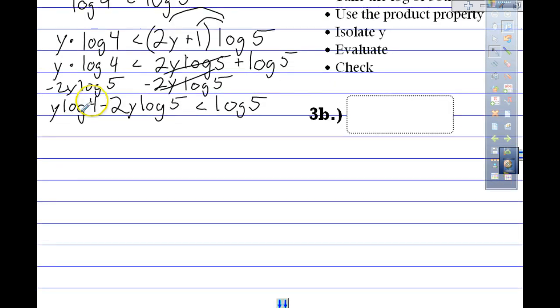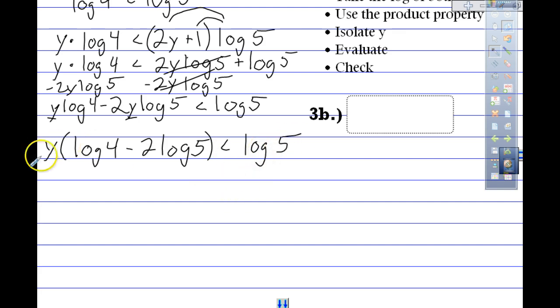Now, what I'm going to do next is factor. Take this y out, take this y out. So now I have y times log of 4 minus 2 log of 5 less than log of 5. I'm going to divide both sides by that part in parentheses. So divide both sides by this long number.